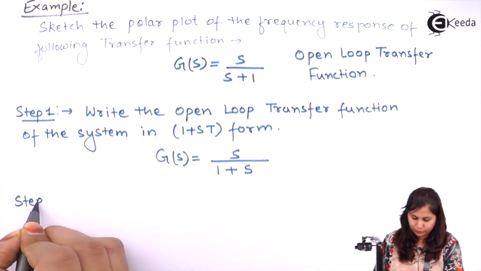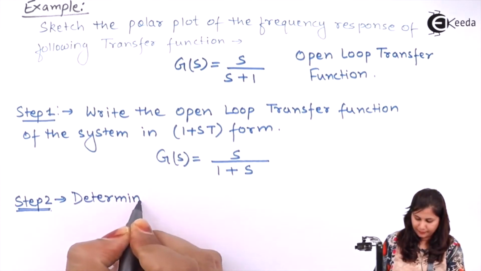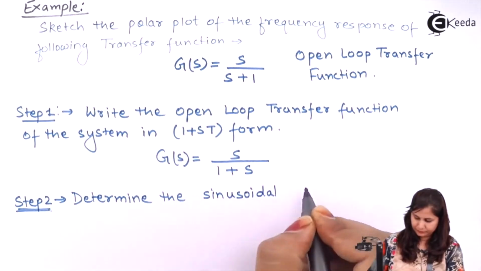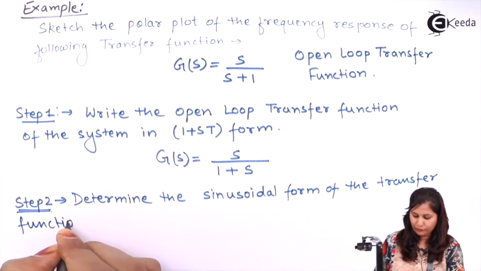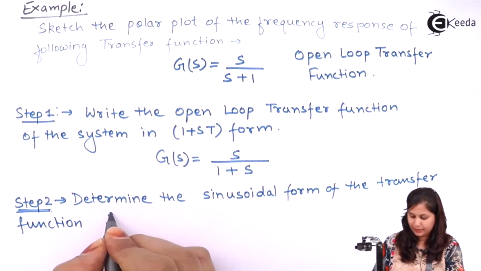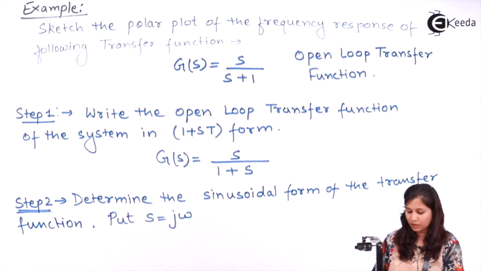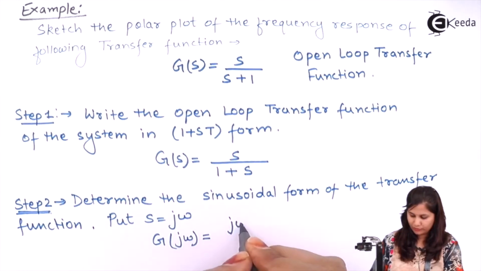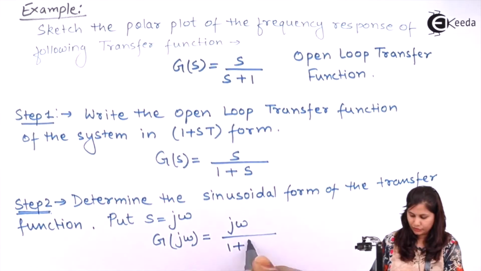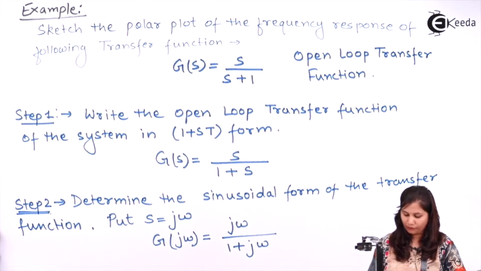Now step number 2. Step number 2 is to determine the sinusoidal form of this transfer function. The sinusoidal form is obtained by replacing this s by j omega. So put s equals j omega so that you will be able to find the sinusoidal form. So G becomes G(j omega), and it is j omega upon 1 plus j omega. So we have obtained the sinusoidal form, that is G(j omega) of the system.